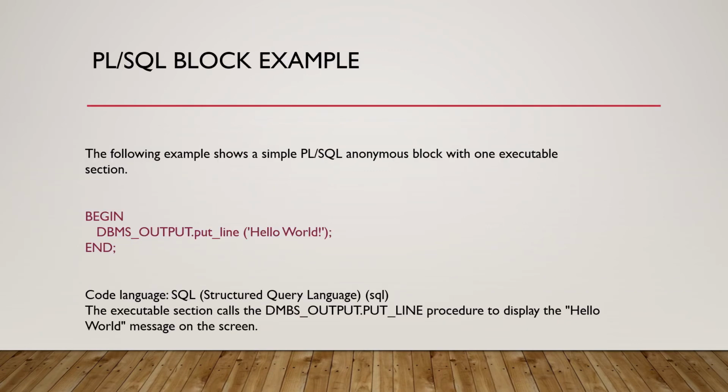This is a simple example with only an executable section. Any executable section should start with the keyword begin and end with the keyword end. Here, between begin and end, we have only one statement. This statement is going to print the message "Hello World" on the screen. While executing this part, the named procedure put_line is called in order to display the message on the screen.